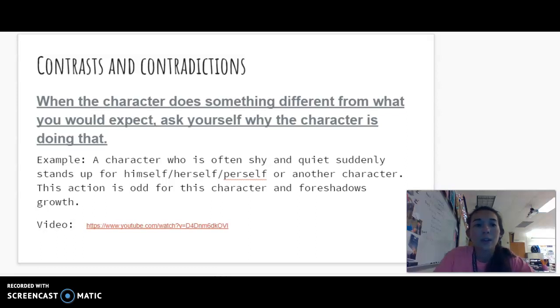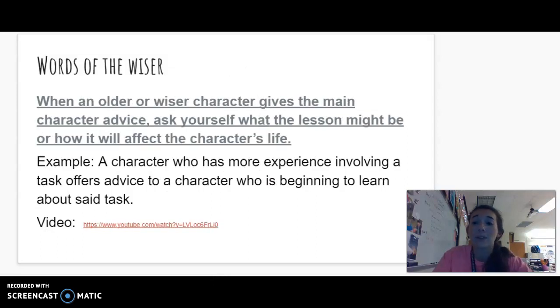So, in the future, there will be a video, and you'll have to decipher if that is one of the foreshadowing signposts being used. Another signpost would be words of the wiser. When an older or wiser character gives the main character advice, ask yourself what the lesson might be, or how it will affect the character's life.